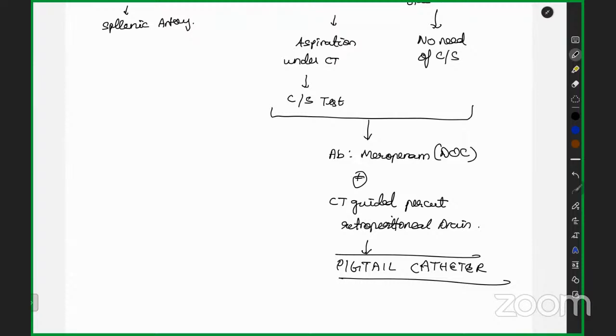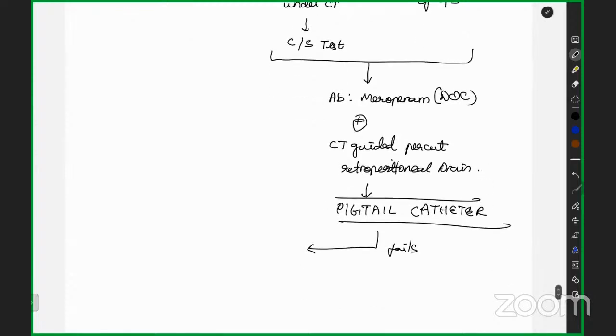Clear, right? Now, even after using a pigtail catheter, if it fails, then what you have to do is remove the necrotic collections. Very good, Nidarshana, it's a pigtail catheter. So how are we going to remove the necrotic collections? You're going to perform a surgical necrosectomy.